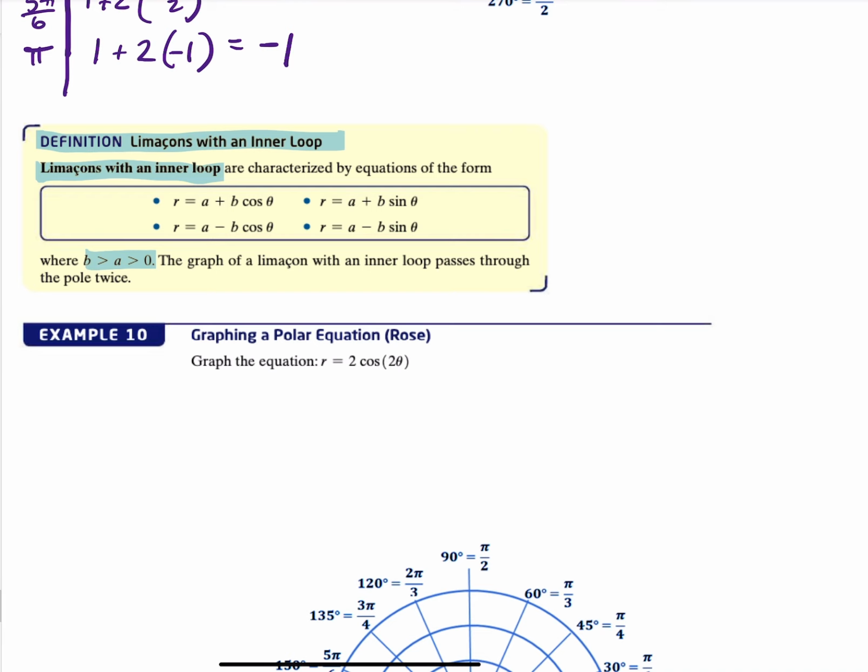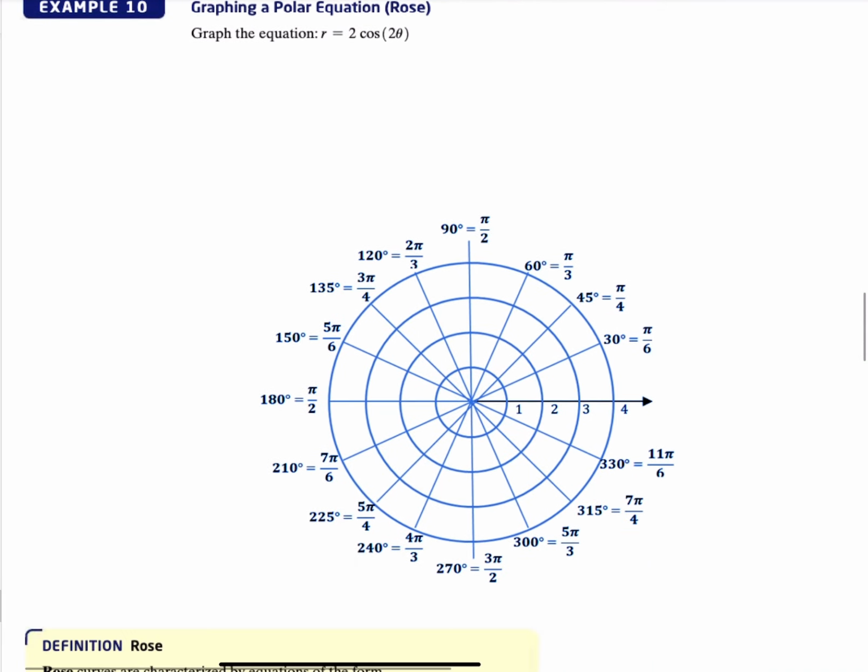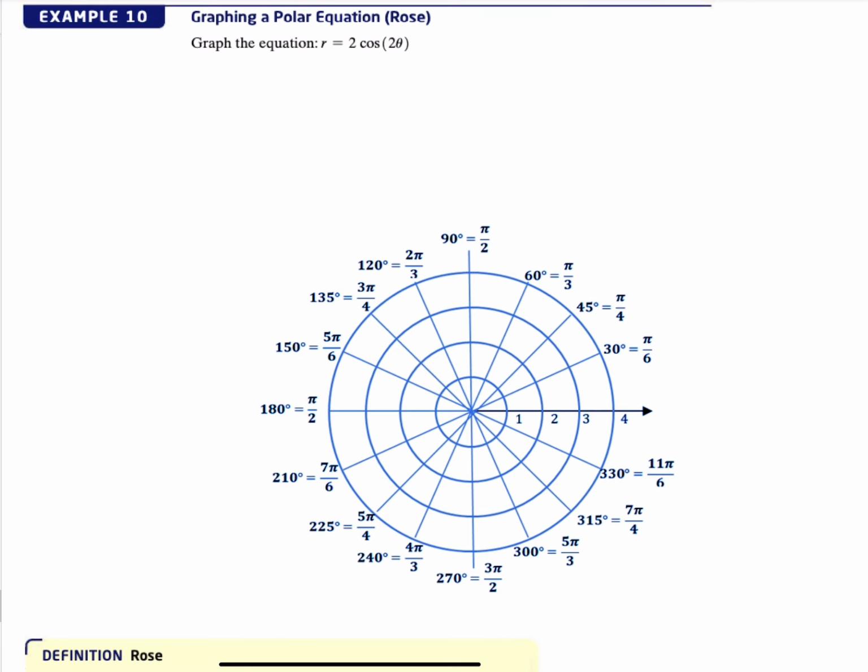All right, our next set are called rose curves, which I enjoy these a lot. These are pretty fun. So let's go through the same process. Now we have r equals 2 times the cosine of 2 theta.